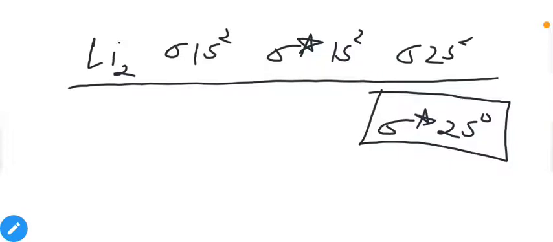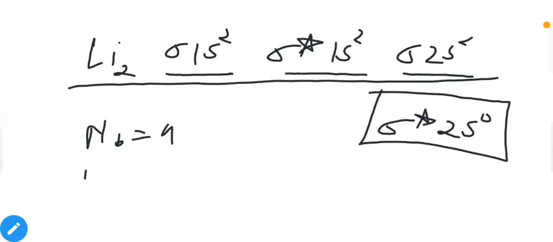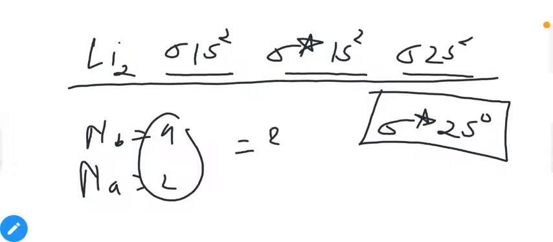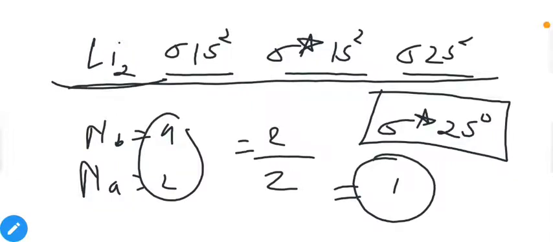So the number of electrons in bonding orbitals is 2 plus 2, that means Nb is equal to 4, and in anti-bonding orbitals Na we have 2. So the difference is 2, divided by 2, that means 1. So lithium contains one single bond between them.